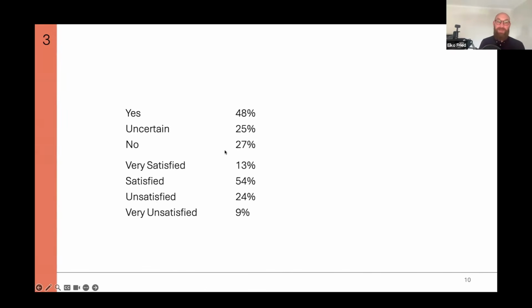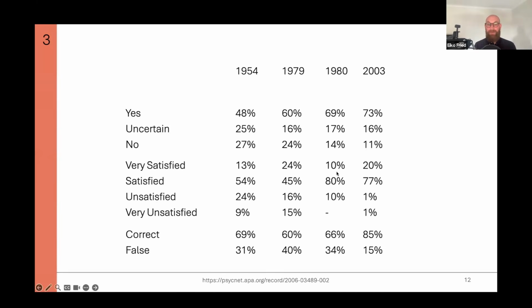Same here, people say more satisfied. So the second option, although there's no prompt, could also be, is your dog satisfied, right? Same for correct or false, people more likely click correct. And this has been replicated many times. And so why is that the case?